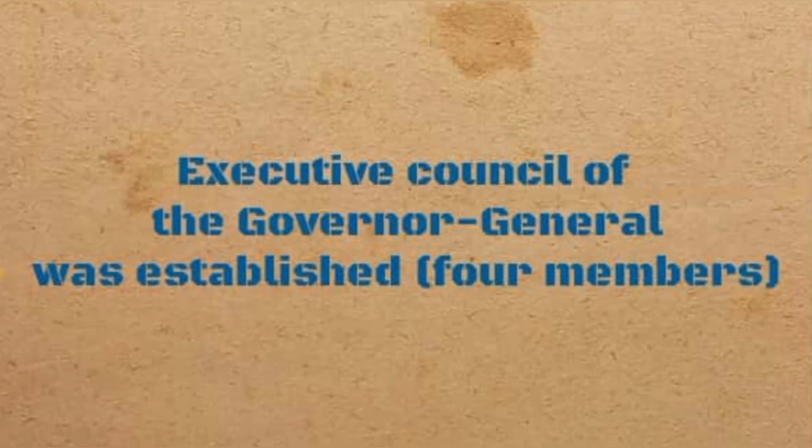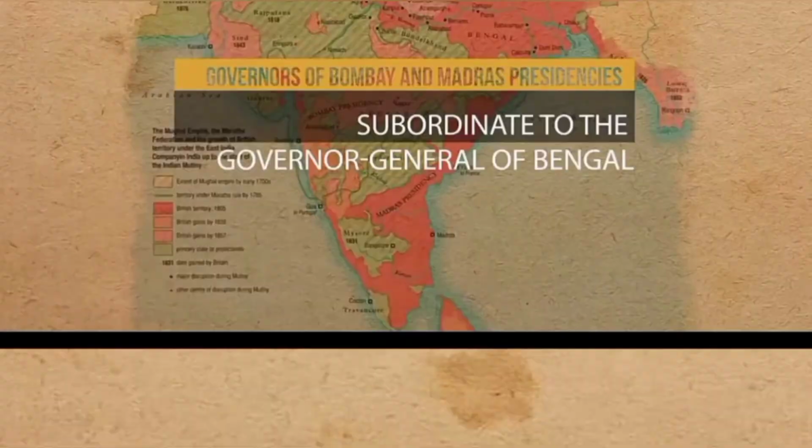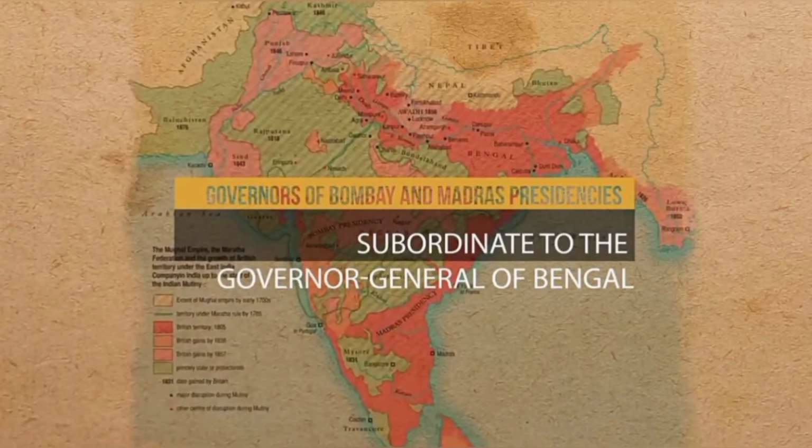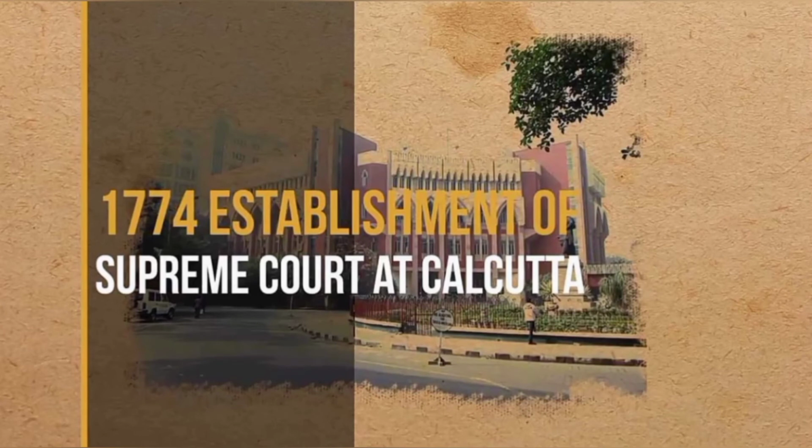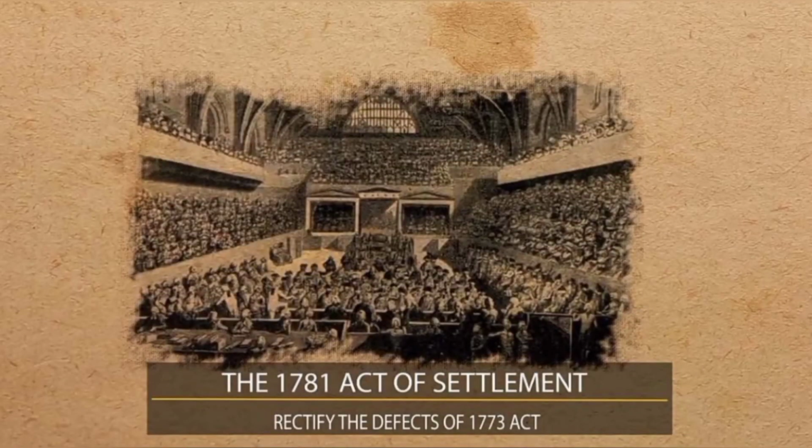A Council of four members was established to assist the Governor General. The Governors of Bombay and Madras were made subordinate to the Governor General of Bengal. The Supreme Court was established under this act at Fort William, Calcutta, as the apex court in 1774. The Act of Settlement of 1781 rectified the defects of the Regulating Act of 1773.